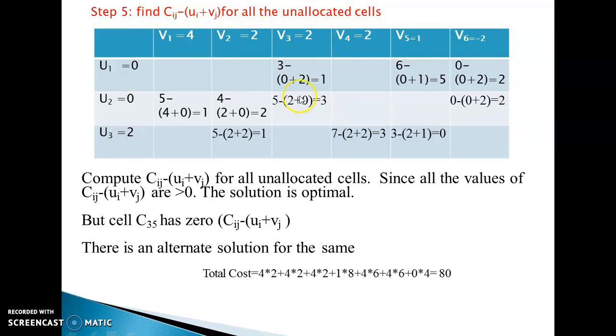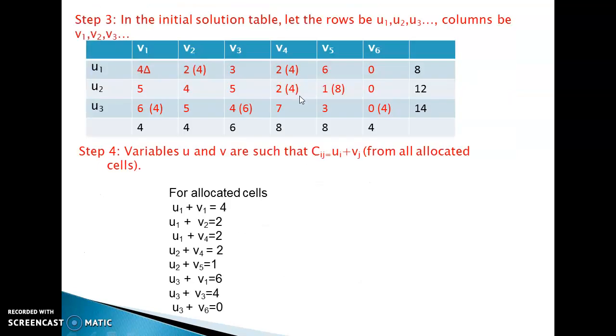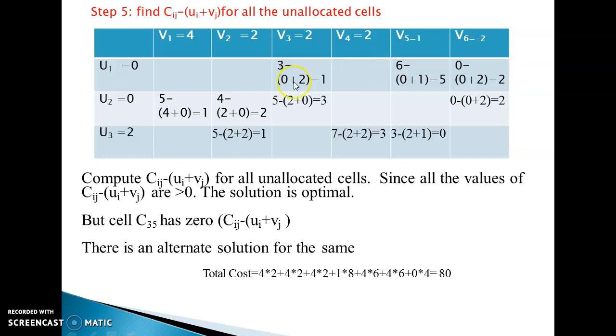After that, you see only the unallocated cells. If you see the unallocated cells, that is C13, C15, C16. Like that, you need to consider all the unallocated cells. For these unallocated cells, you need to find out Cij minus (ui plus vj). The Cij value of this particular cell is 3, minus u1, which is 0, plus v, which is 2. So add this and find out the value of Cij minus (ui plus vj) for all the unallocated cells.